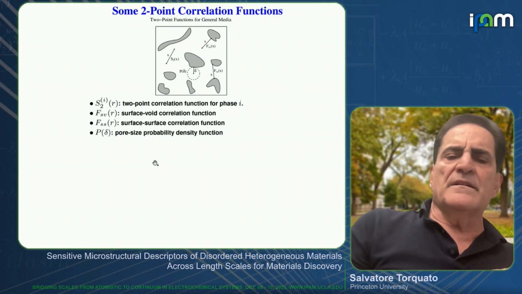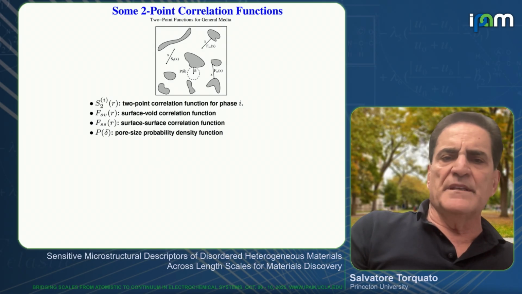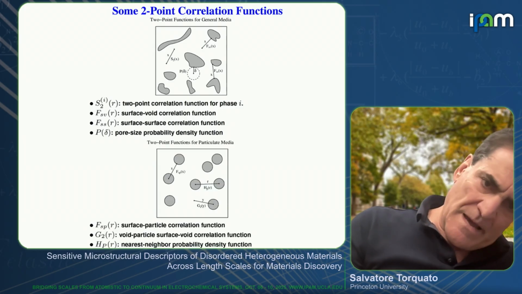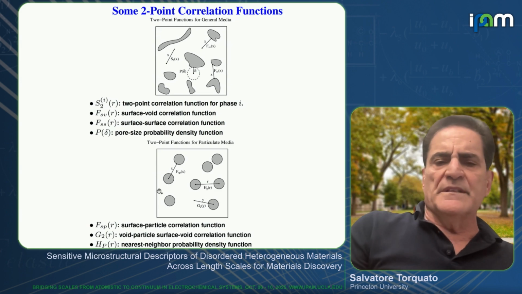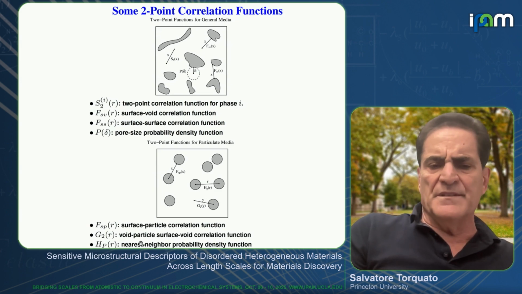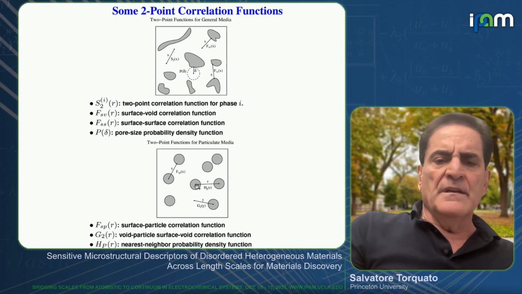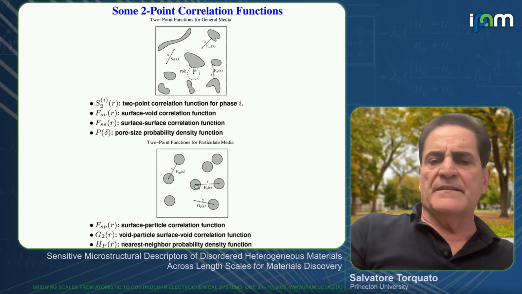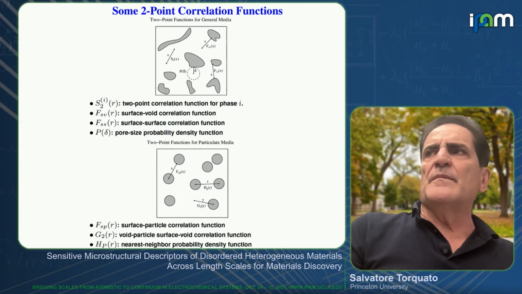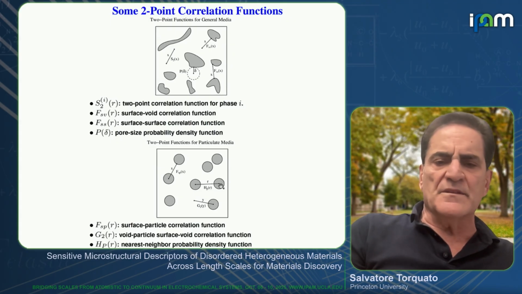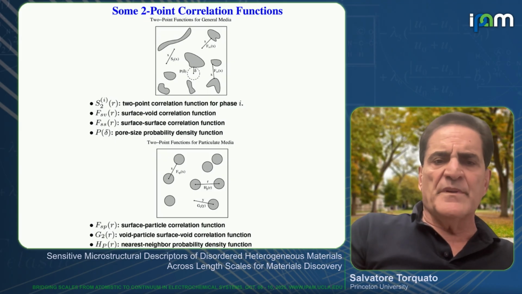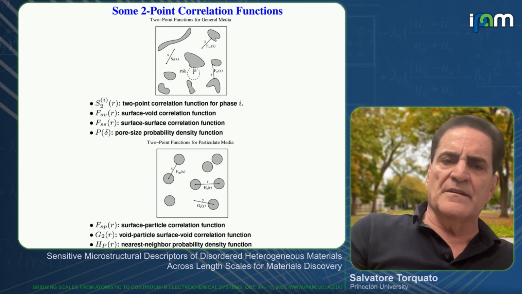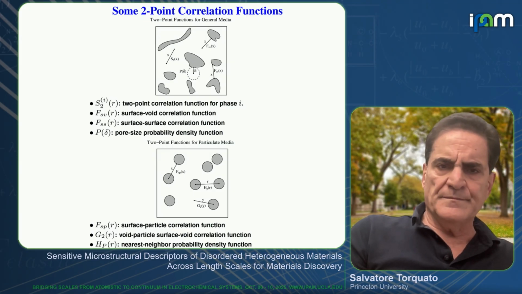Now these quantities apply for general media. Now, if you happen to have particulate media, then there are certain functions that naturally come up there. So for example, let me just describe one of them in particular. Given that you have a particle at the origin, what is the probability density associated with finding the nearest one a given distance away? This is not the same thing as the standard pair correlation function, because that doesn't care whether or not it's the nearest neighbor.